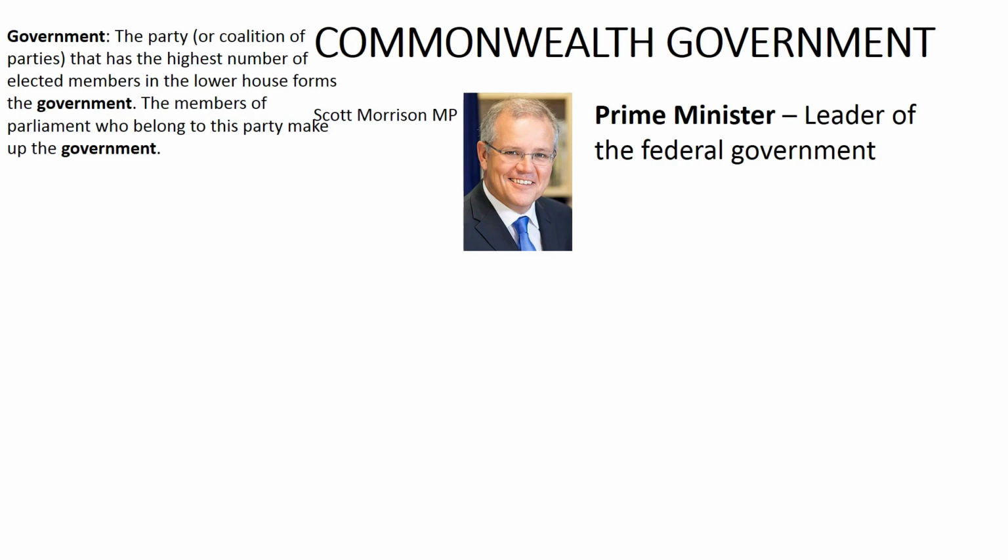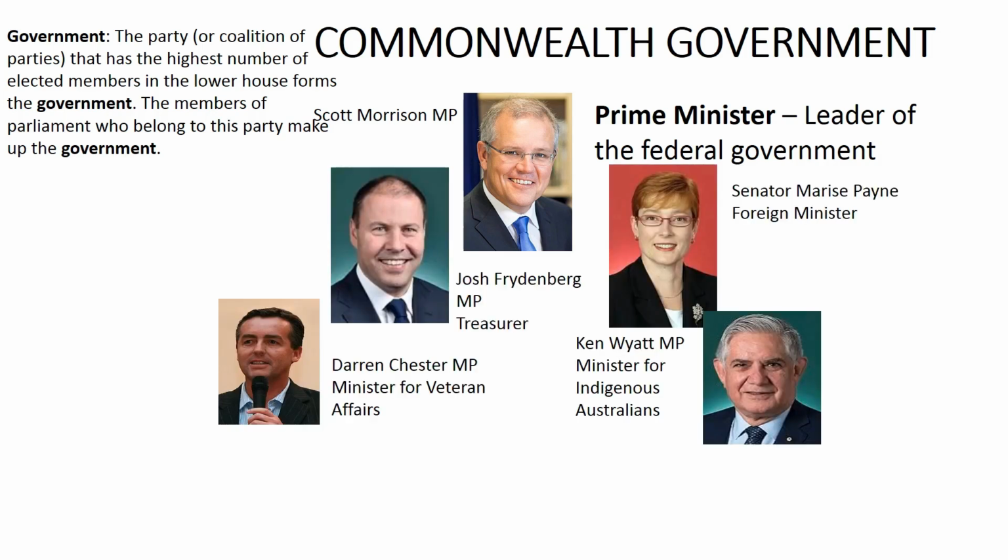Now, the Prime Minister can't govern Australia alone. The job is too big for one person. So the Prime Minister appoints other members of the party that's won government to help him or her. These people are called ministers.